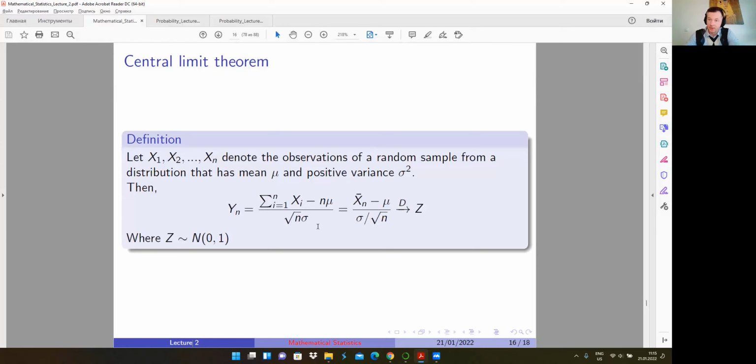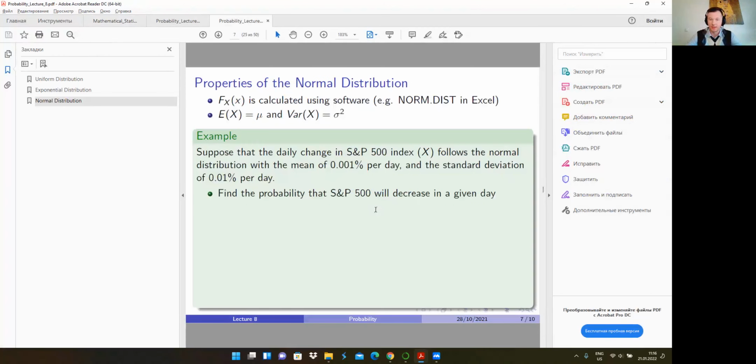Then the following construction. Well, this is more familiar, I hope, to you. So x minus mu over sigma, but now sigma divided by the square root of n. So what's that? Let me remind you from the same lecture as we had here.